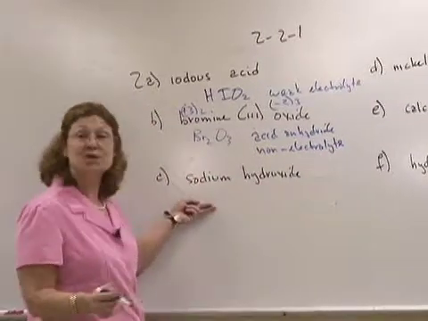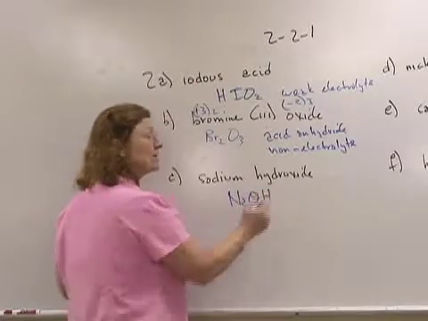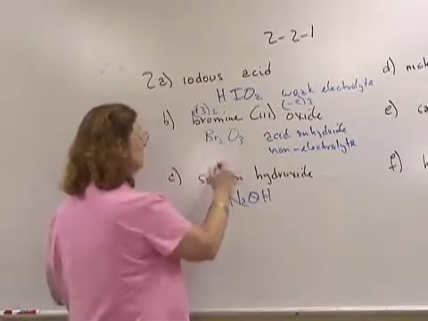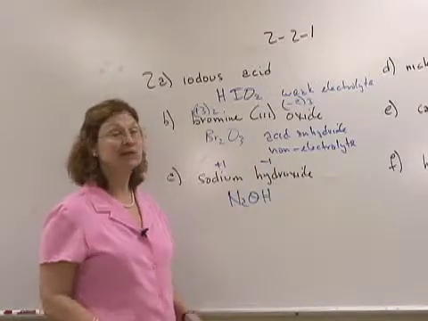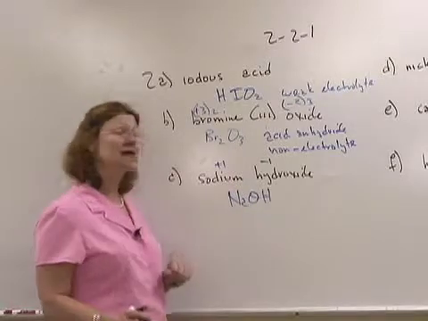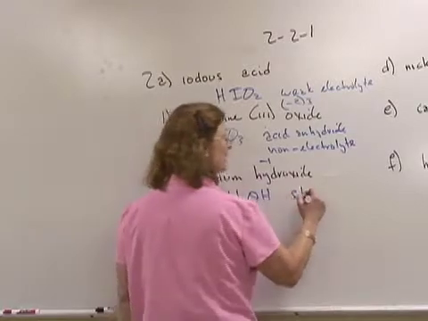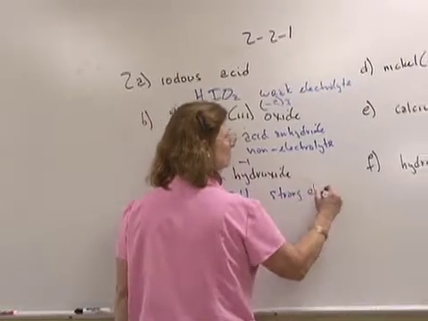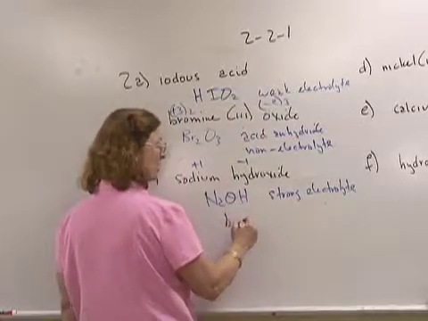Now, sodium hydroxide, you've known before. Sodium is +1, hydroxide is -1. So it's NaOH. This is a strong base. It's one of my bases. It's a metal with hydroxide. It's an alkali metal, and it's a strong electrolyte. It is a strong base.